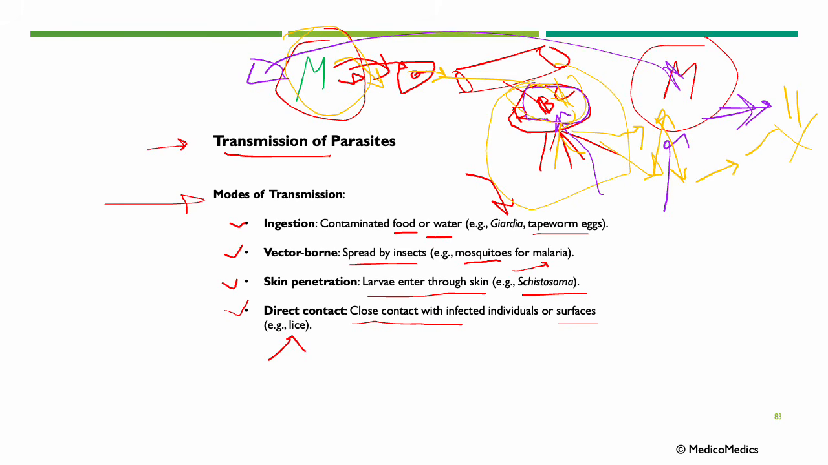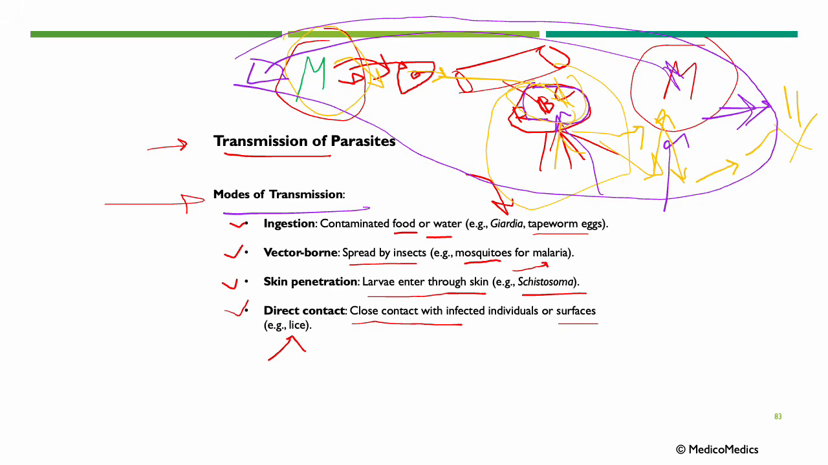Now, this was just an overview. We go into the details of malaria in our malaria lecture. But for now, hope you get a brief overview of why we're studying this, why it's important to know the mode of transmission in a parasite, to know it's vector-borne, that it's spread by insects like mosquitoes for malaria. Beautiful. Let's go on.